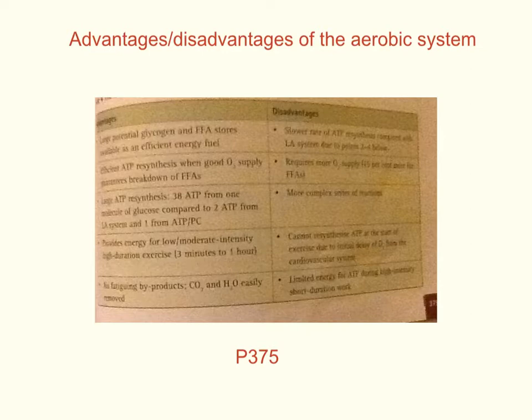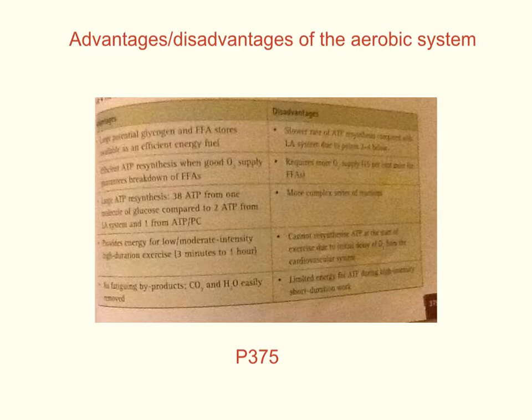The first advantage of the aerobic energy system is that there's a large potential of glycogen and free fatty acid stores available as an efficient energy fuel. The second advantage is that there's efficient ATP resynthesis when there's good oxygen supply, which guarantees the breakdown of free fatty acids. There's a large ATP yield or resynthesis, which is 38 ATP from 1 molecule of glucose compared to only 2 ATP from the lactic acid system and 1 from the ATP-PC. So as I had mentioned before initially in the screencast, that's one huge advantage of the aerobic system, is that it yields a much more significant amount of ATP and therefore energy than the other 2 energy systems.